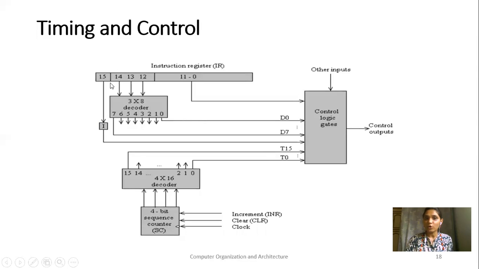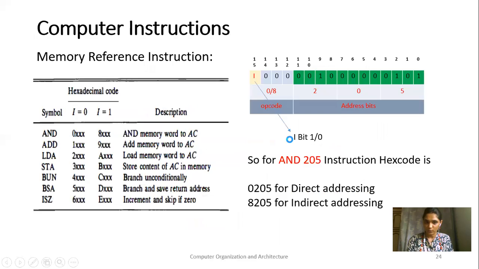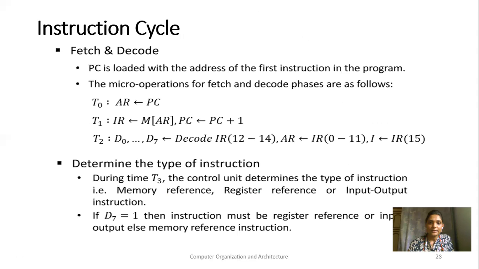Okay, so by decoding this instruction, you will generate D0 to D7. Any one of the signals is going to be generated according to your instruction, and the ith bit is going to be stored as a 1 or 0. Okay, so here by decoding bits 12 to 14, you will generate the control signals from D0 to D7.